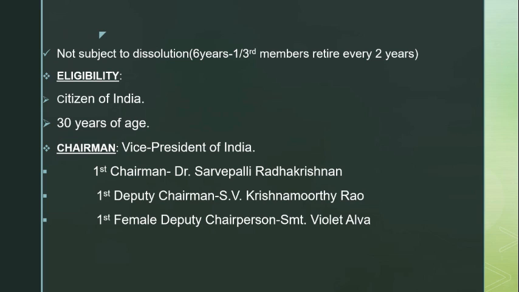Vice President is the chairman of the Rajya Sabha. He presides over the proceeding of the Rajya Sabha. Also, a deputy chairman is elected from among its members. When the chairman acts as the President of India, the duties of the chairman are performed by the deputy chairman. The first chairman was Dr. Sarvepalli Radhakrishnan. The first deputy chairman was S.V. Krishnamurti Rao, and the first deputy chairperson female was Srimati Violet Alva. The chairman may be removed from his office only if he is removed from the office of the vice president.